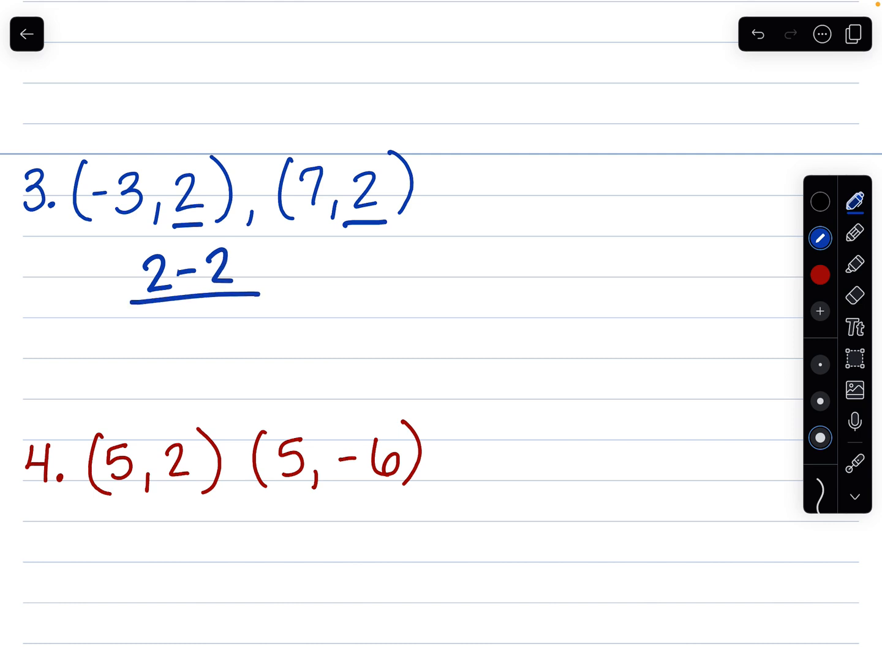And on the bottom, x2 minus x1. So 7 minus -3. Good. 7 minus -3. So on the top, Lathe, what's 2 minus 2? 0. On the bottom, we change to 7 plus 3 to get 10. Lathe, what's 0 divided by 10? 0.